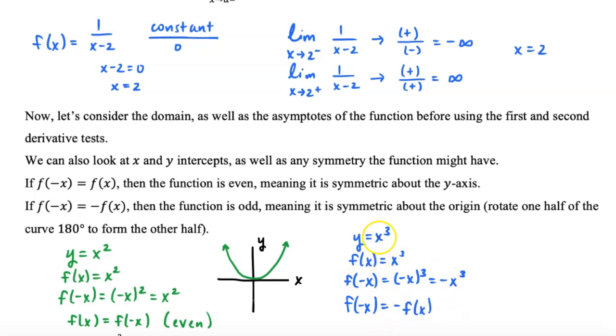By plugging in that negative, we just negated the function. We just flipped the sign of the function. And this is what this tells me. It tells me that it's symmetric about the origin. Let's see what this looks like. So I've got my graph. Remember what x cubed looks like. It looks something like this.